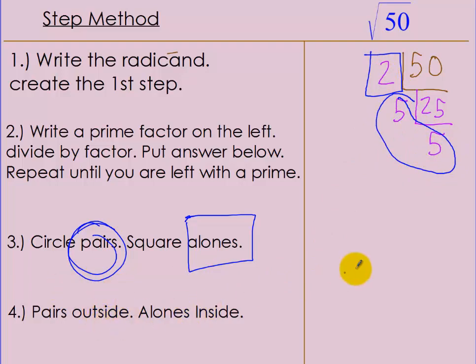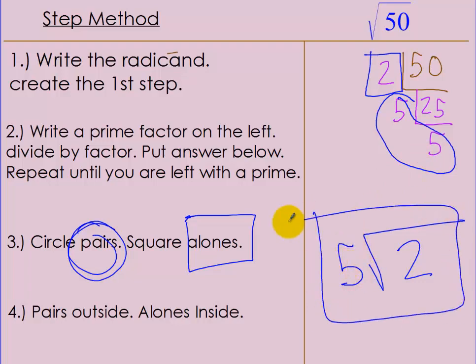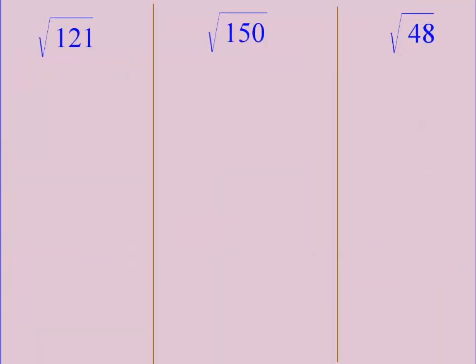Now, putting pairs on the outside and the alones inside. So basically, every alone here I put inside, so just a 2 on the inside. Since I have a pair of 5's, I put a 5 on the outside. And my simplified form is 5 radical 2. That's the steps. So I'll try this a few other times in this video, show more examples.